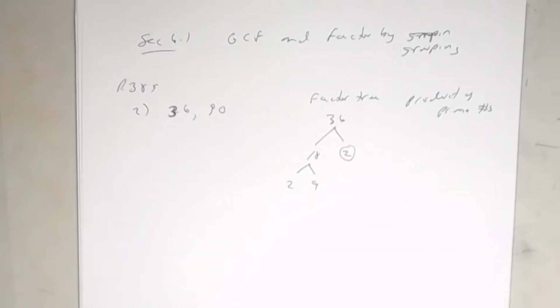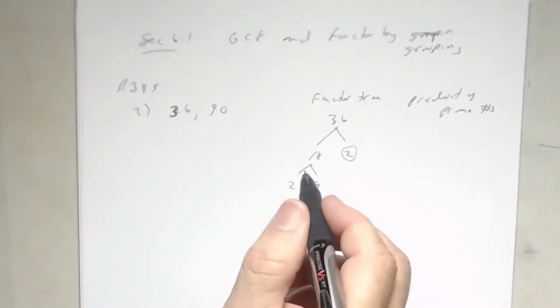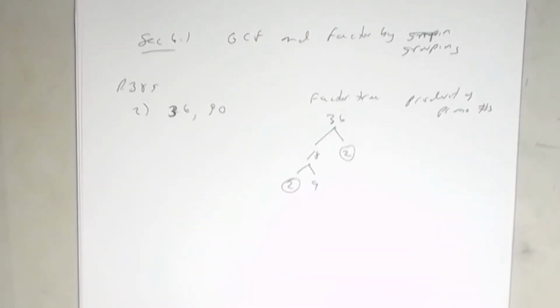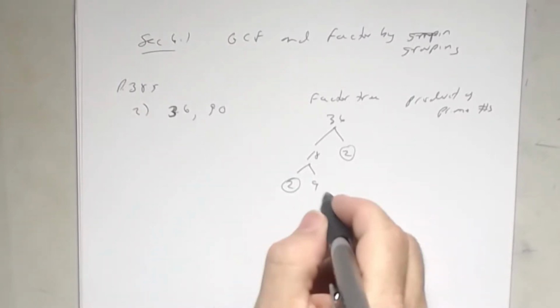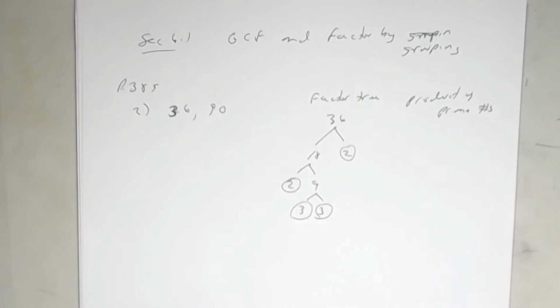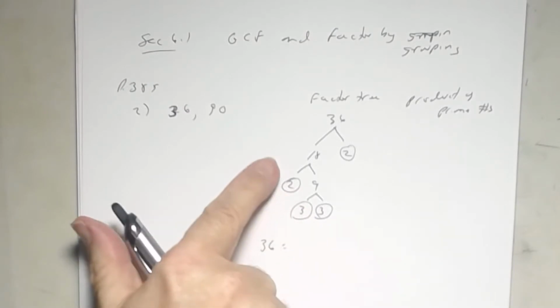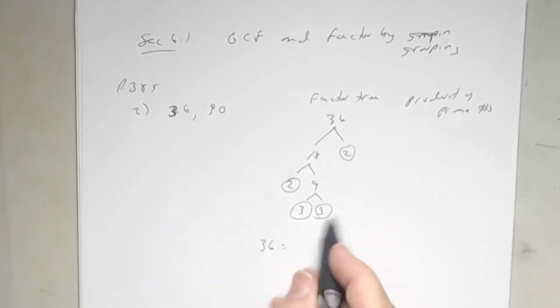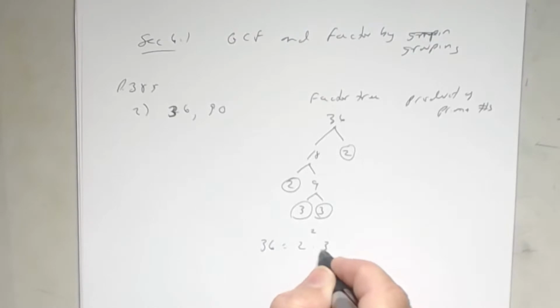Are any of those prime? Yes, 2 is prime. 9 is not prime. A prime number is a number whose divisors are 1 and itself. 3 is a divisor, so 9 is not prime. How can I write 9? 3 times 3. Are those prime? Yes. So 36, let's put it in numerical order. How many factors of 2 do you see altogether? 2. So 2 to the second times 3 to the second. That is your prime factorization for 36. So 36 is 2 squared times 3 squared.